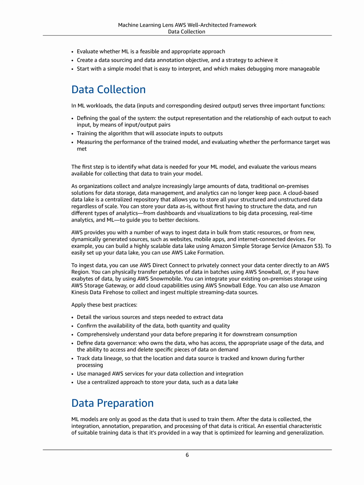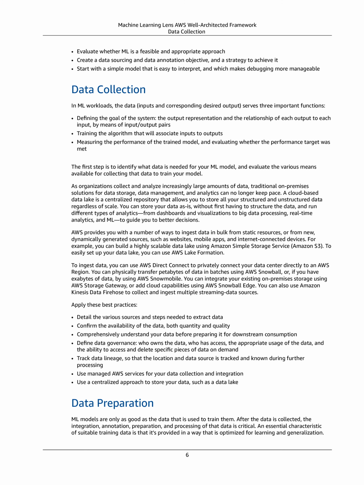Apply these best practices. Detail the various sources and steps needed to extract data. Confirm the availability of the data, both quantity and quality. Comprehensively understand your data before preparing it for downstream consumption. Define data governance: who owns the data, who has access, the appropriate usage of the data, and the ability to access and delete specific pieces of data on demand. Track data lineage, so that the location and data source is tracked and known during further processing. Use managed AWS services for your data collection and integration. Use a centralized approach to store your data, such as a data lake.